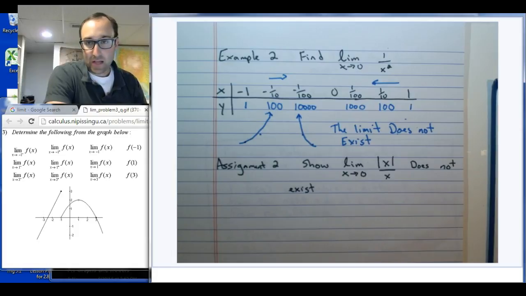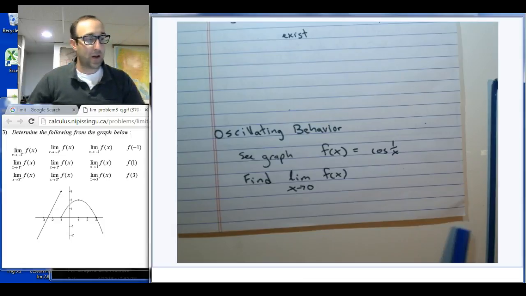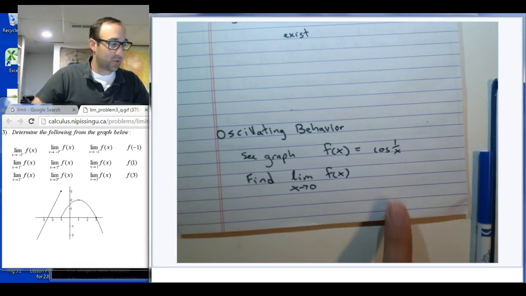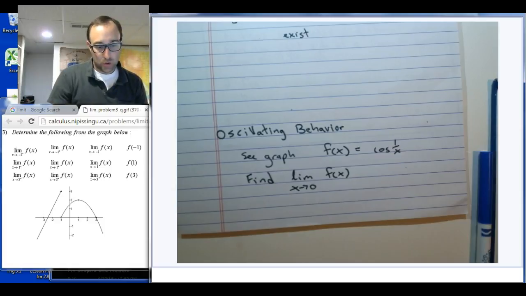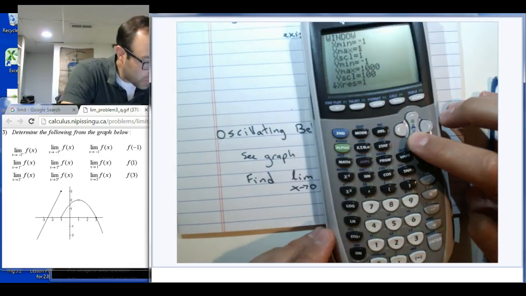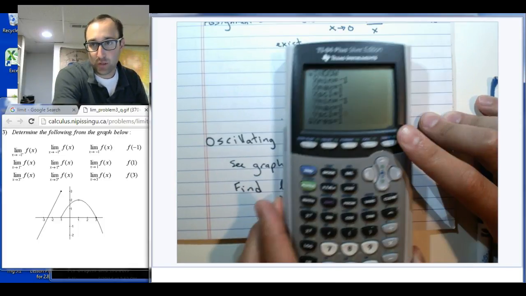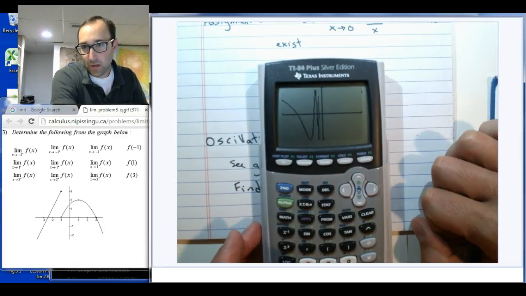All right, and here's the last kind that you didn't see, and it's called oscillating behavior. I'm going to show you the graph. We're going to talk about f of x equals cosine of 1 over x. We're going to find the limit as x approaches 0, because we know that dividing by 0 is going to give you an error. Now I'm going to set my minimum and maximum to -1 and +1, and there we go. Can you see that very well? I hit graph, and it goes down, comes back up, shakes around a lot, goes back down, and comes back up.